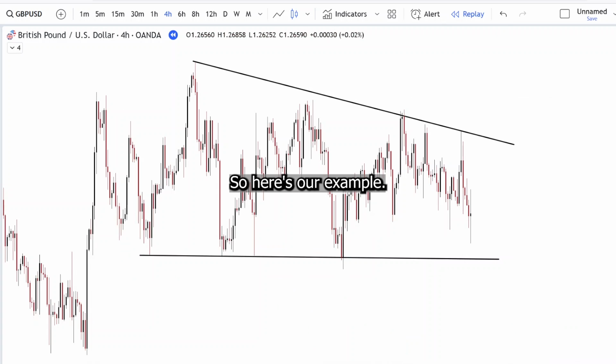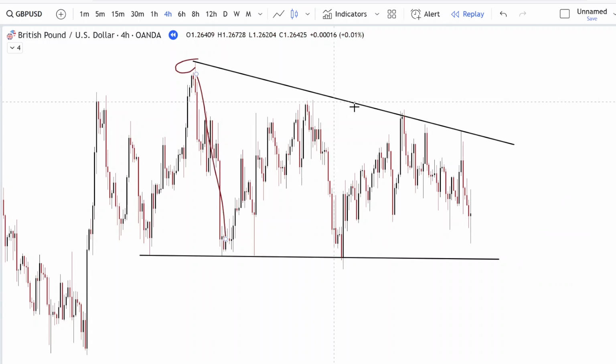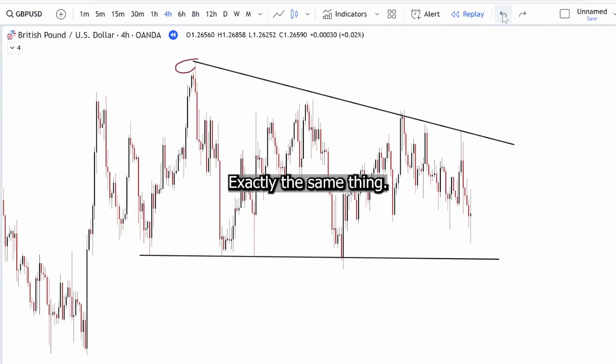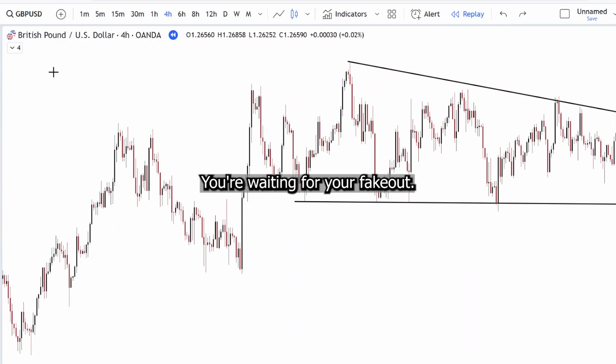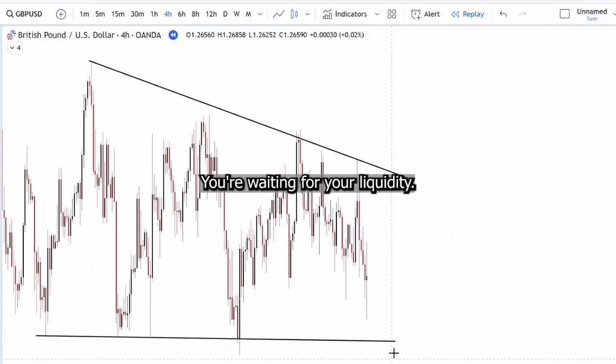So here's our example. As you can see, you have a rejection, drop, rejection, drop, and another rejection, drop. Same thing goes inverted. So what are you waiting for now? Exactly the same thing. You're waiting for your fake out. You're waiting for your liquidity grab.